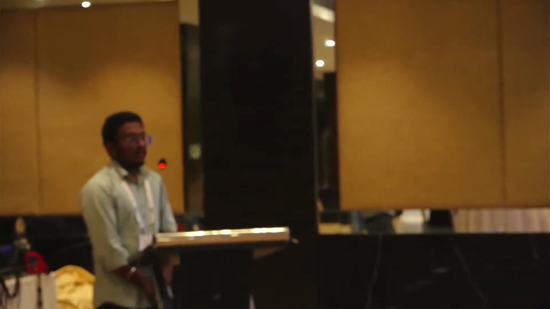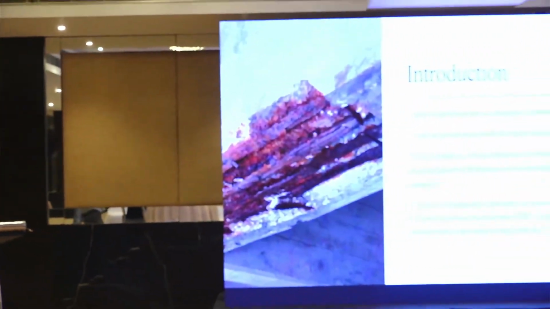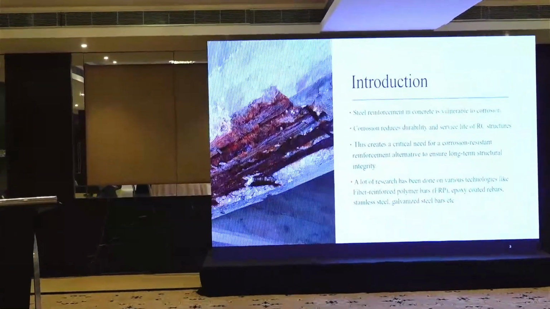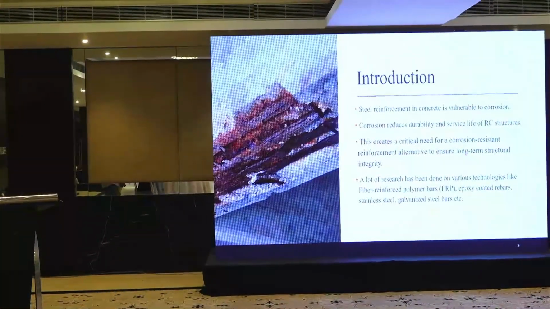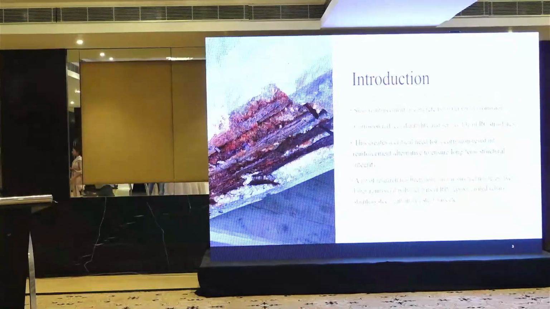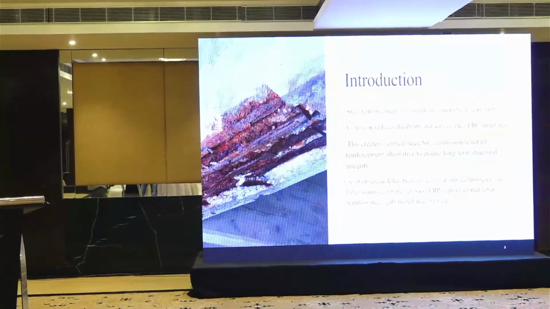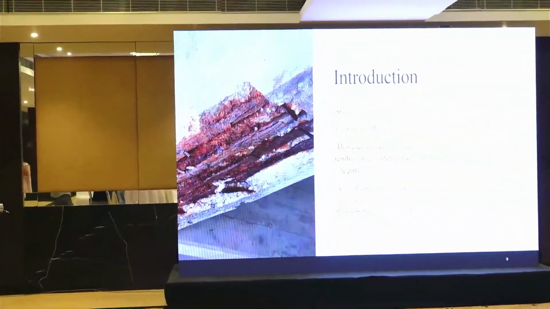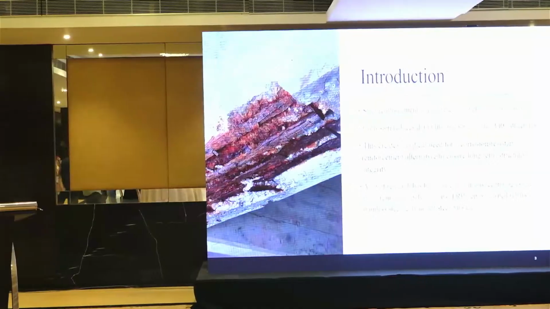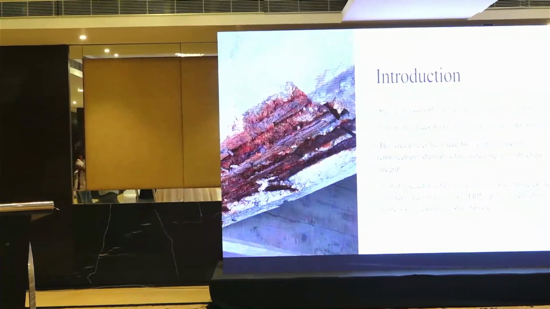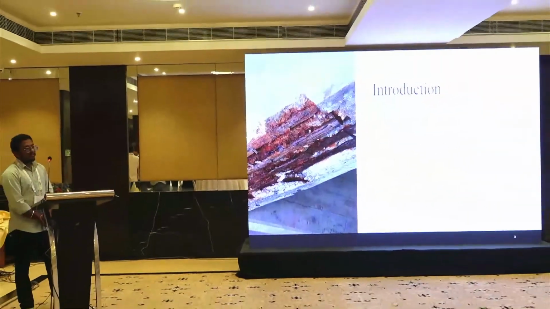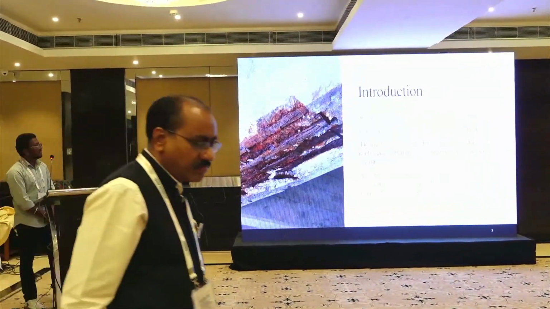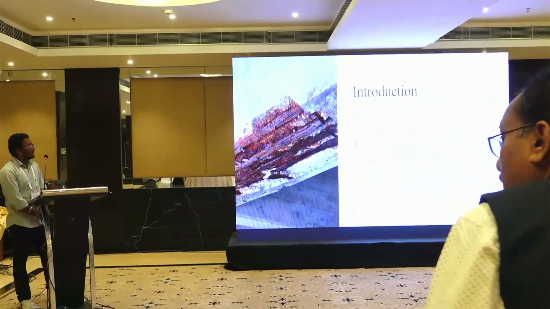We all know that durability and service life of concrete is affected mostly due to corrosion. Corrosion of the steel reduces durability and service life of RC structures. This creates a critical need for corrosion-related reinforcement alternatives. Much research has been done to enhance the durability and service life of structures by replacing steel reinforcement with alternatives such as FRP bars, stainless steel bars, and epoxy coated bars.